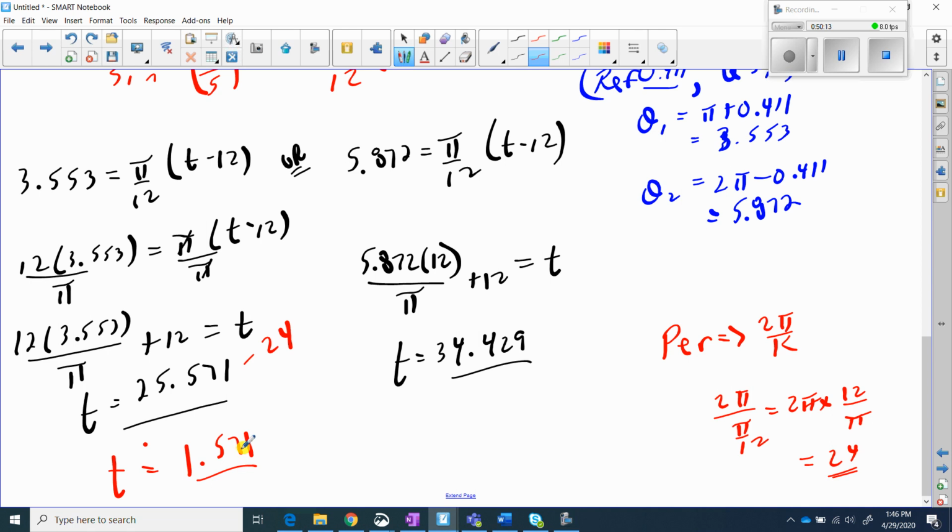I could not take another 24 off of that because I get a negative. We're talking about years in a study, so I can't have a negative answer in this situation. So there is our first time. There's nothing any earlier than that.